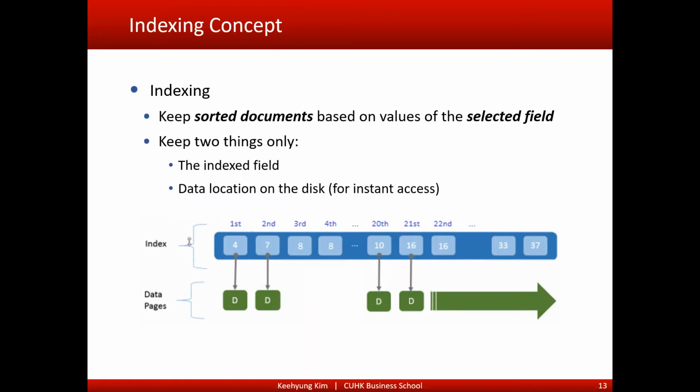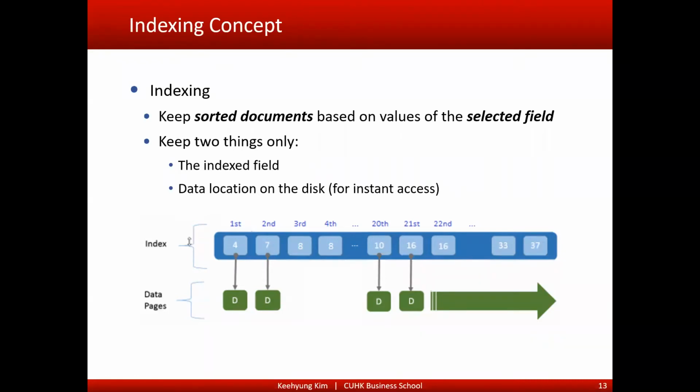So let's just say that we have multiple documents. Here on the figure, you can see that there is a data page. The data page is a list of documents. So let's just say that in our collection in MongoDB, we have a list of documents like this. And let's just say that you chose a certain field from the document.